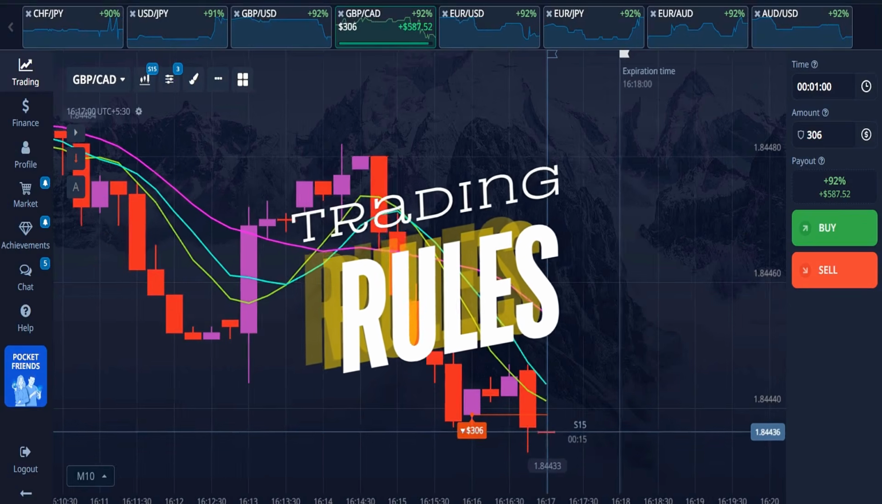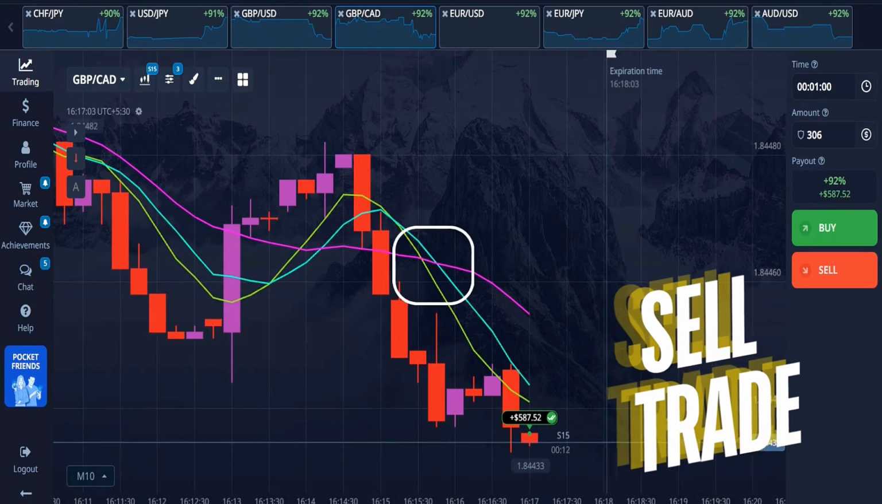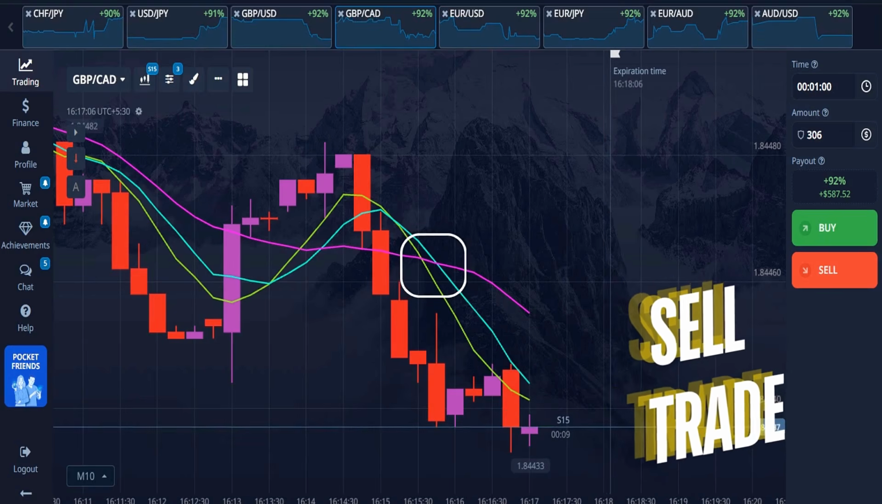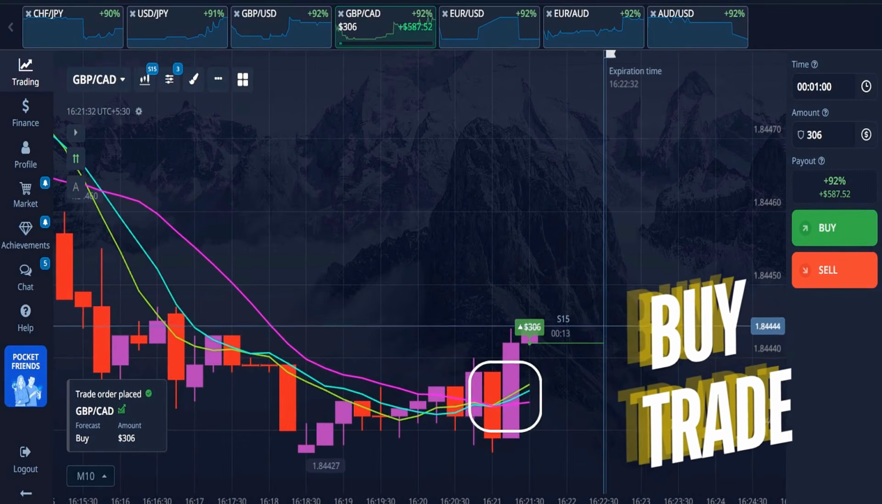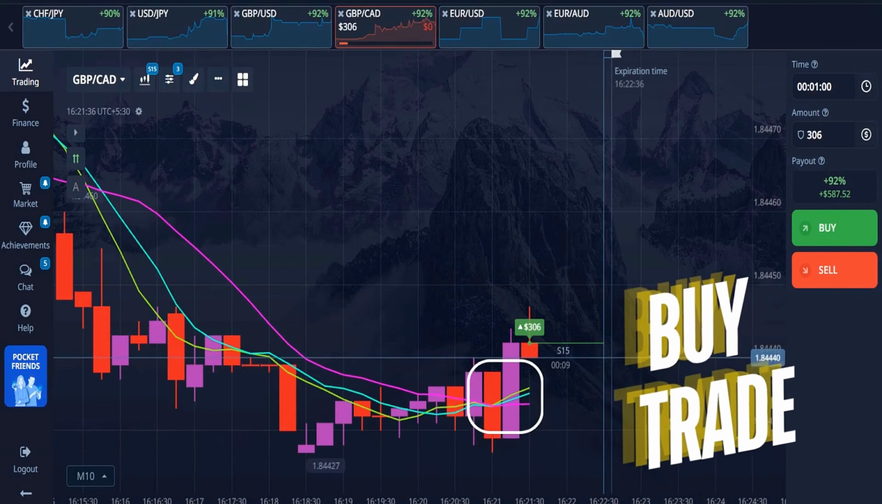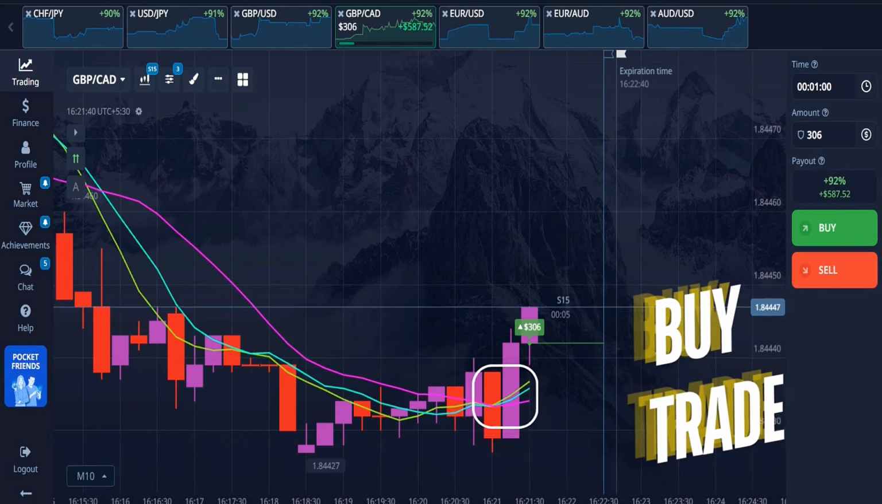Now, let's quickly break down the strategy rules. When the 3 moving averages cross, and the blue line is on top, while the red line is at the bottom, take a sell trade. When the 3 moving averages cross, and the red line is on top while the blue line is at the bottom, take a buy trade. Use 15-second candles, and set your trade expiry to 1 minute.